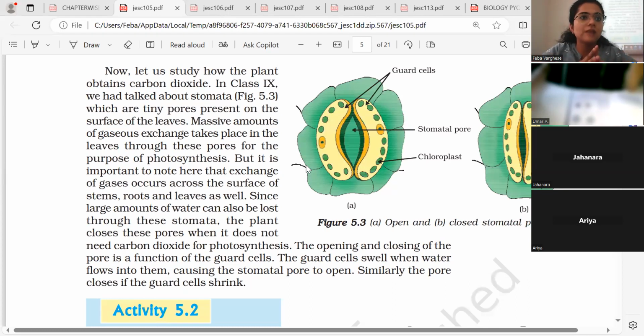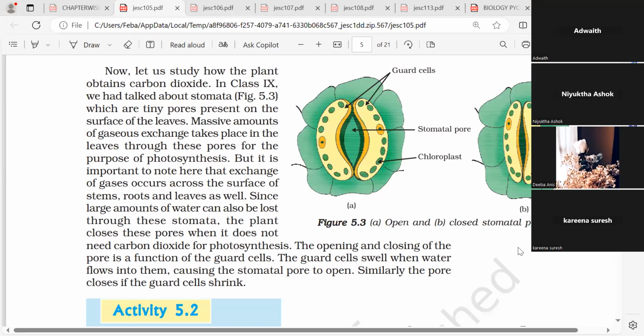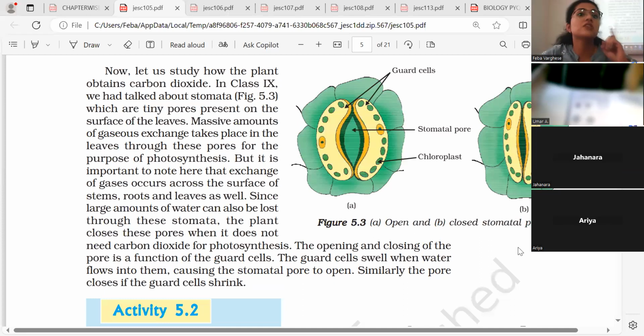And which all are the processes happening through the stomatal pore? The functions of stomata. Online students, quickly say. Who can say? Exchange of gases. Exchange of gases, and one more, transpiration. Transpiration. Yeah, very good, very good. Transpiration is the loss of water in the form of water vapor, right? Yes, so both these processes are happening.